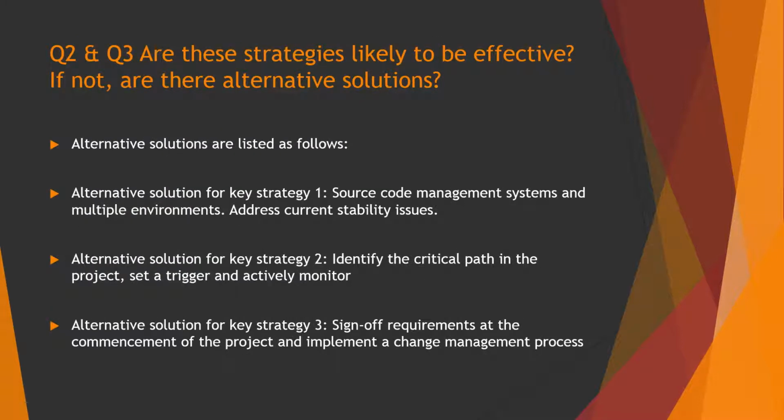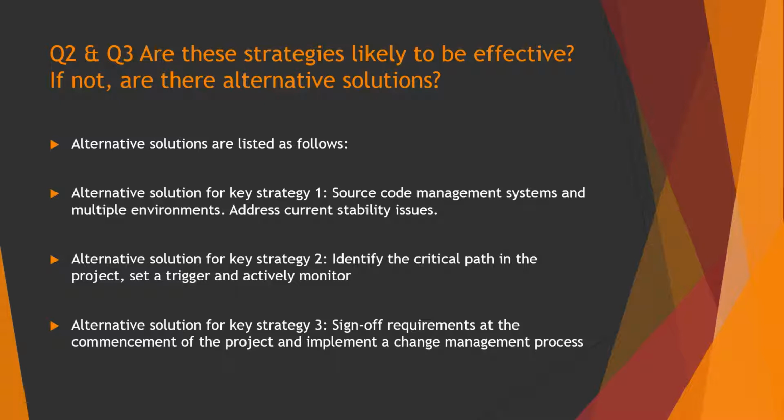For the strategy of loss of data, they could implement a source code management system, and they can have multiple environments. And they could also address any current and known stability issues within the environments. To ensure that they meet deadlines, they need to identify the critical path in their schedule. They need to set a trigger. For example, 1 day behind schedule, 2 days behind schedule, whatever it happens to be, and they need to actively monitor against that schedule. So they need to be monitoring that very closely.